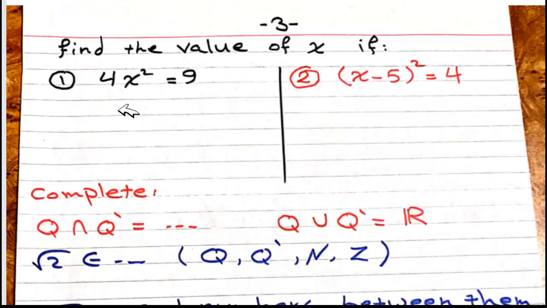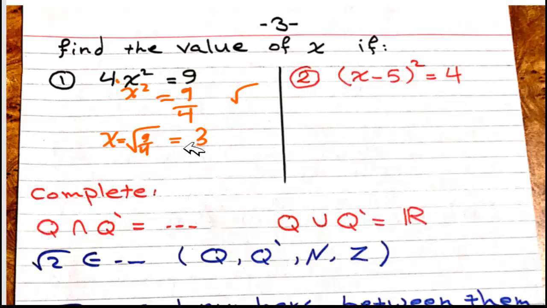Find the value of x if 4x squared equals 9. It is 4 by x squared, so I will put it on the other side. So x to the power 2 will be 9 over 4. They want here to find the value of x, just that. Here x squared, to find x take the square root. So x will be square root of 9 over 4, so the square root of the numerator will be 3 and the denominator will be 2. It's too easy.